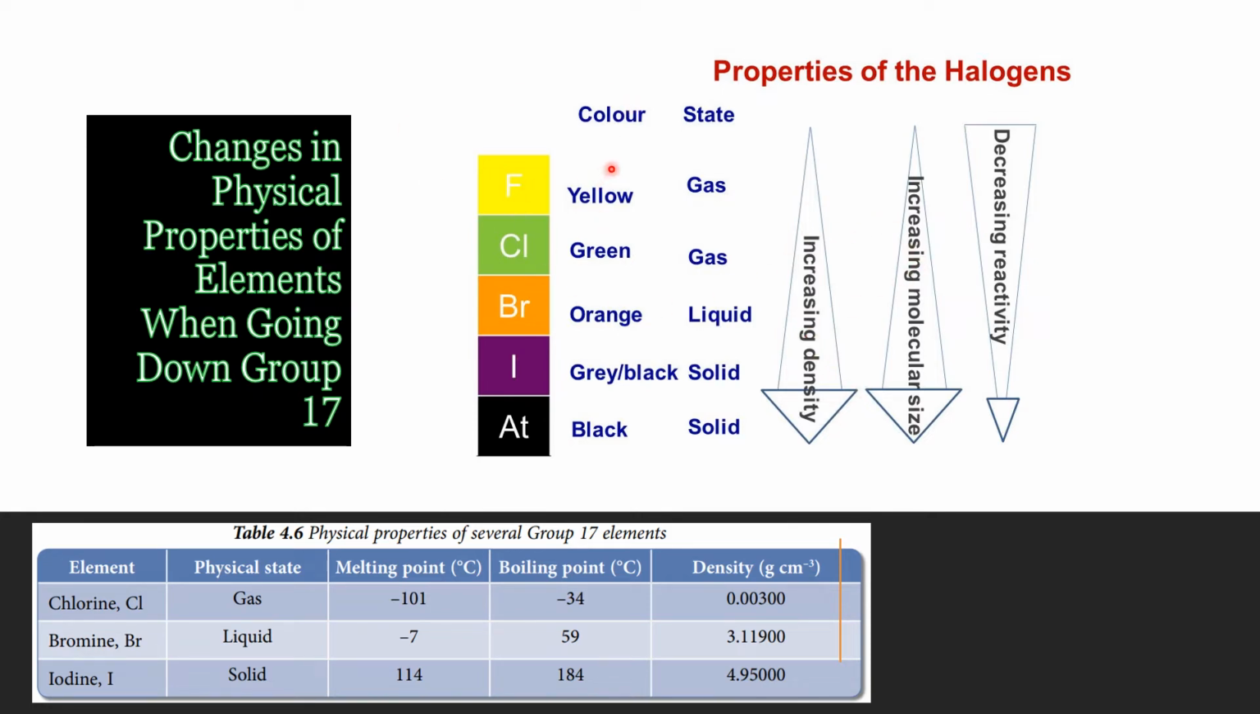This is the color of the halogens. Fluorine, pale yellow; chlorine, pale green; reddish brown for bromine; iodine, purplish black; and astatine, black.